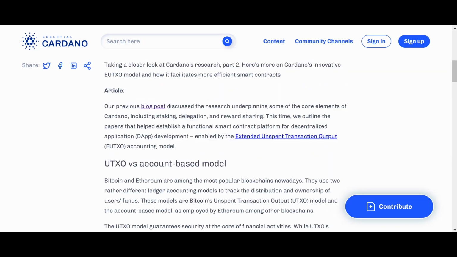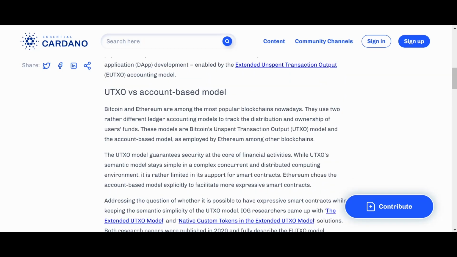So EUTXO is extended unspent transaction output. Bitcoin uses a UTXO, unspent transaction output. So Cardano, if you guys don't know, Cardano was created to be the ultimate Bitcoin. It was what Ethereum was supposed to be. All right, so let's take a look. Bitcoin and Ethereum are amongst the popular blockchains nowadays. They use two rather different ledger accounting models to track the distribution and ownership of users' funds.